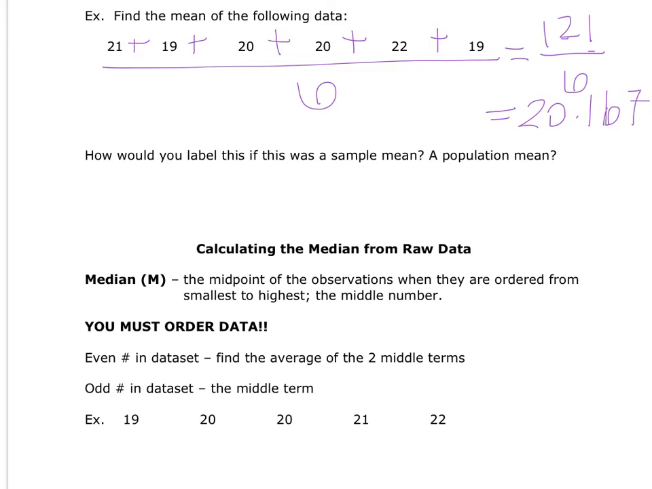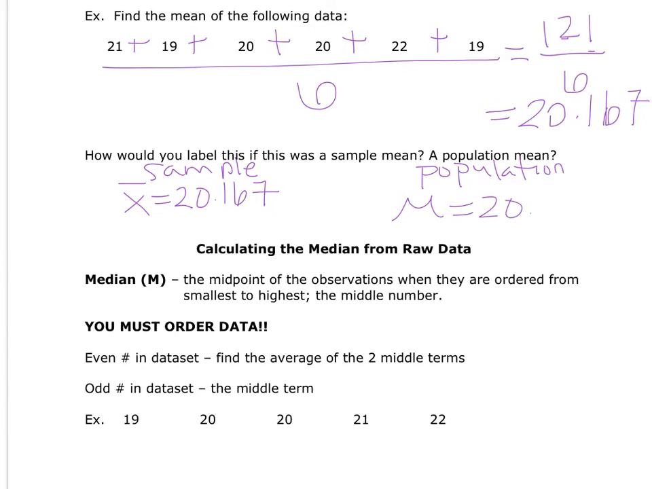So if this was a sample mean, we're going to use X bar, and X bar would be 20.167. If this was a population mean, we would use mu and say mu is 20.167. Make sure you pay attention to the rounding directions in my math lab or my stat lab and in the test, because it will tell you what to round to. It could be 2, it could be 3, it could be 4, so just make sure you pay attention to that.